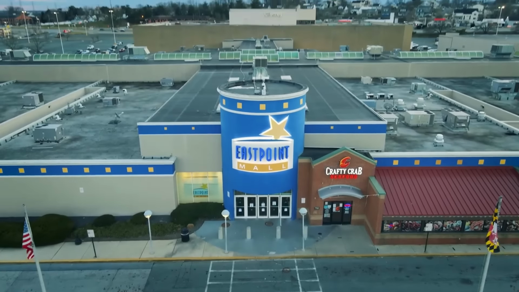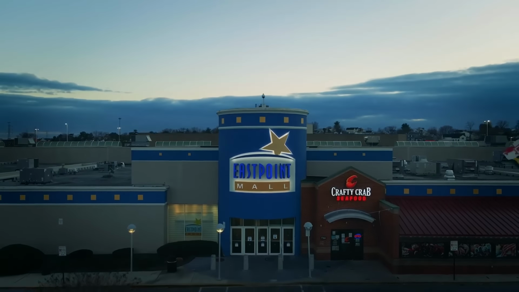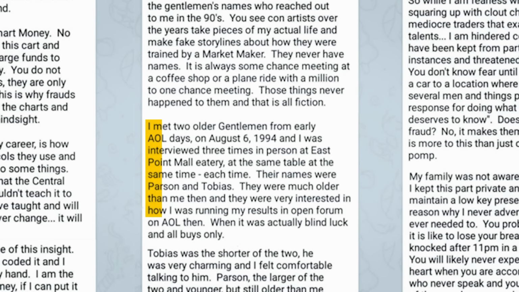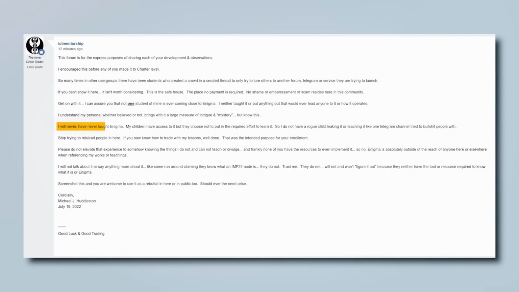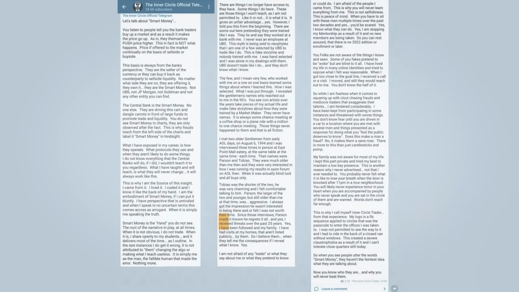Delving further into Michael's backstory, he describes meeting two men in a mall in 1994. These men were reportedly drawn to his trading acumen and decided to reveal to him the coveted secrets of the trade, secrets Michael refers to as Enigma. These alleged secrets, however, are ones he swore never to disclose, asserting that he has been threatened for the past 25 years to maintain their secrecy.